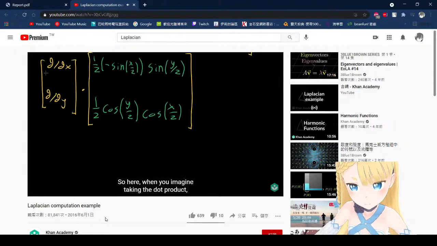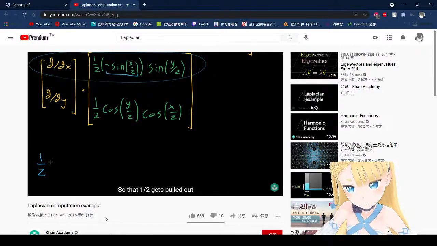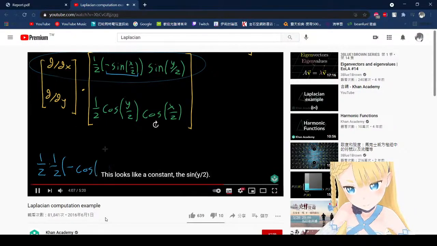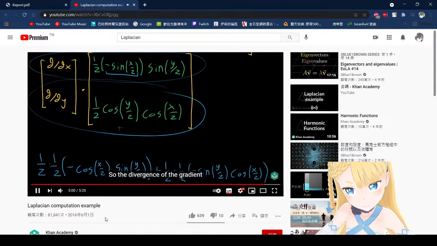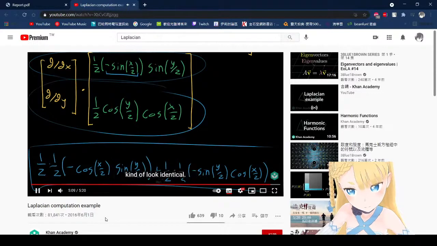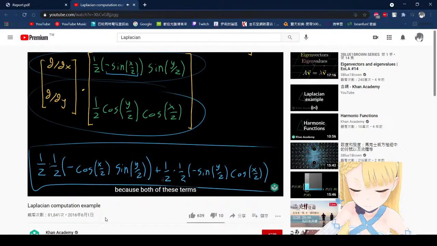And let's see. So we'll need a little bit more room to evaluate this. So here, when you imagine taking the dot product, you multiply these top components together. So we're taking the partial derivative with respect to x of this whole guy. And when you do that, you still have that 1/2, and then the derivative of negative sine of x over 2, so that 1/2 gets pulled out when you take the derivative of the inside. And the derivative of negative sine is negative cosine. So negative cosine of x over 2. And in fact, we could simplify this further because both of these terms look identical.